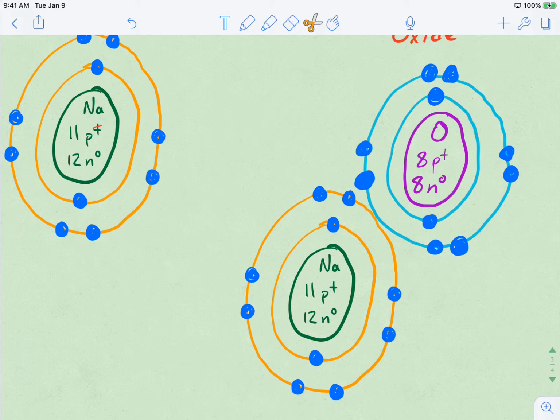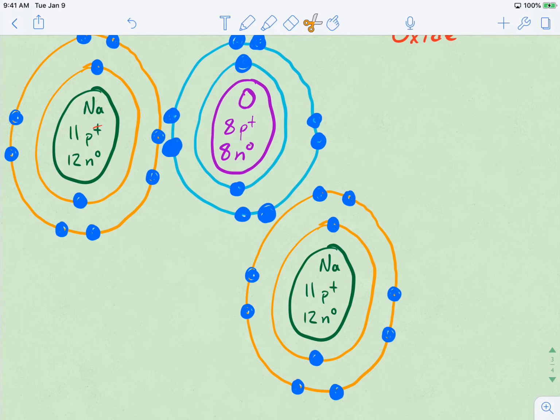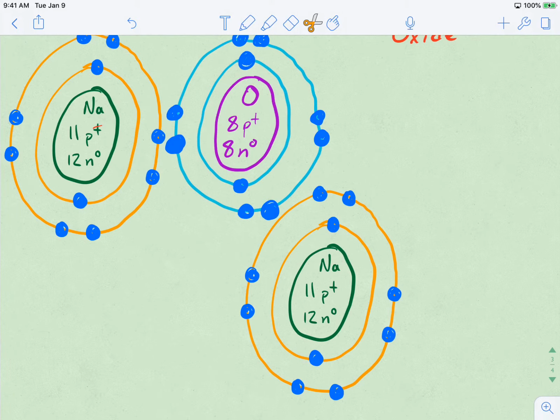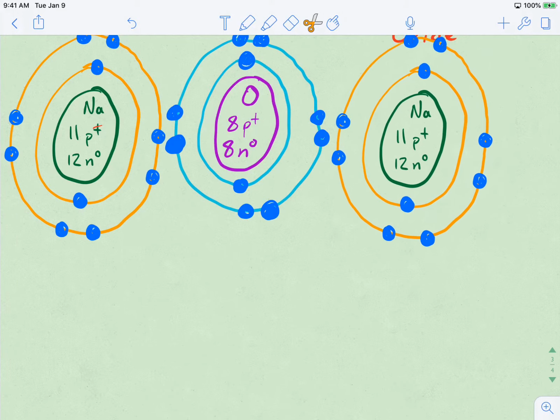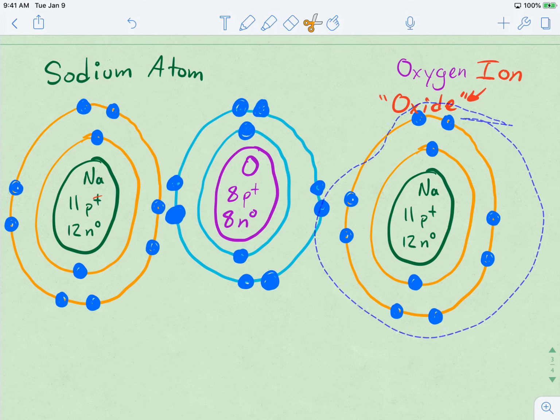If we want to be a little more accurate, we could grab this oxygen and put it right in the middle of the 2, and they'll be happier that way. We can grab this one up here and get as far away from each other as we can. Now, this makes a compound. They're not oxygen and sodium anymore. Now they're connected with these ionic bonds.